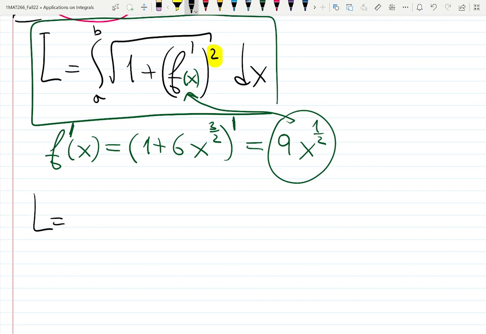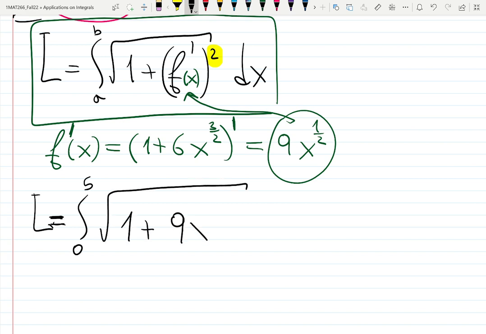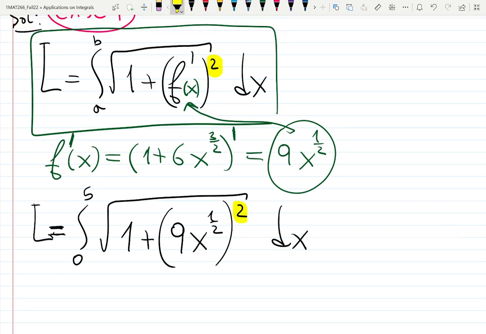L equals the integral from A to B. Can you tell me A and B? 0 to 5. Huge square root, 1 plus 9x to the 1/2. Don't forget to square, dx. This is the most important part.